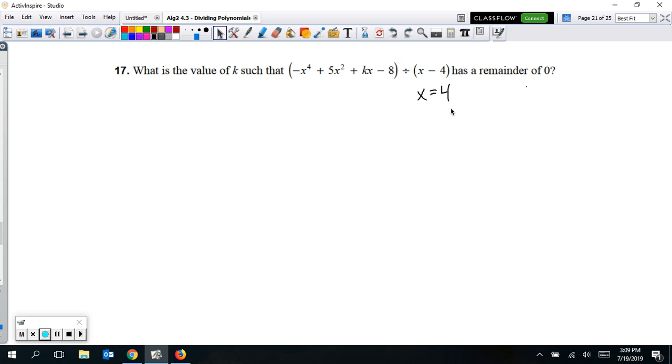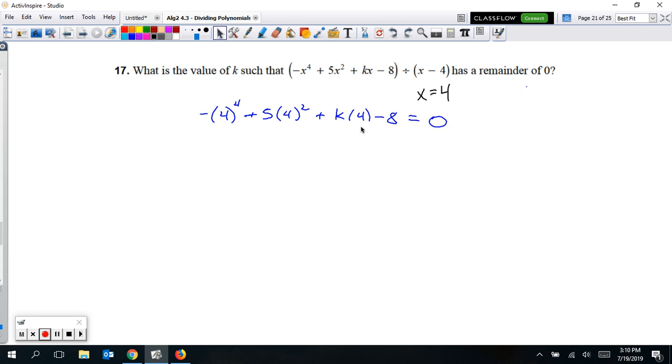So I'm going to start plugging that in here, starting with the x to the fourth term. So negative 4 to the fourth power. And this is just the remainder theorem, just plug in x. 5 times 4 squared, that's our next one. And then plus k times the 4, so k times 4, minus 8. So when I plug this in and work this out, I need to be able to get 0. So this is going to equal 0. When I plug 4 in, it's supposed to equal 0. So now that makes an equation for us.